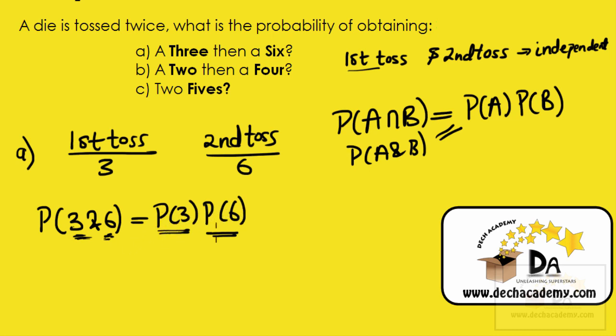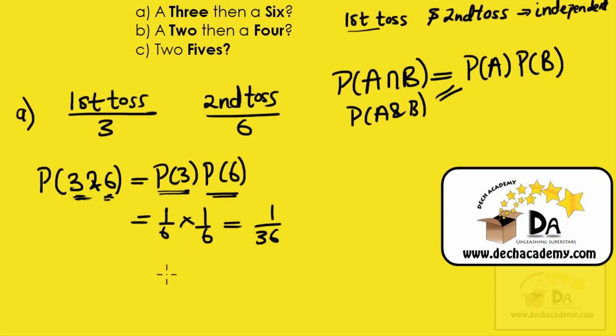So this represents the first toss, second toss result. The probability of getting a 3 when you toss a die is just 1 over 6. The probability of getting a 6 is also 1 over 6. Remember, there's 6 possible outcomes, and there's only one way of getting a 3. There's only one way of getting a 6. Hence this. So the result is simply 1 over 36.